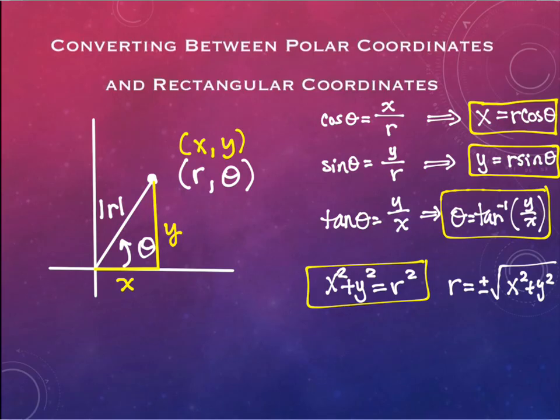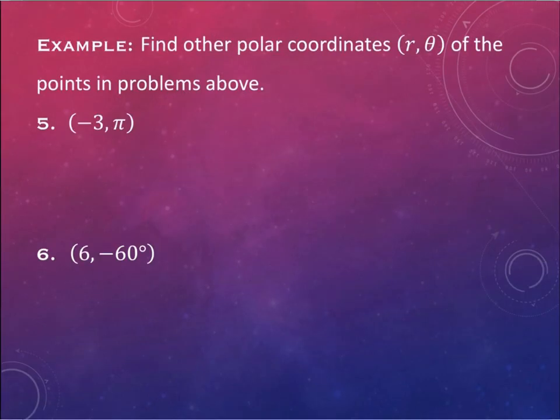And it seems unnecessary for us to change the ordered pair points that we've been working with, so we're going to keep them. Okay? So we have the same 2 points showing up again: (-3, π) and (6, -60°). We're going to be asked here to find the rectangular coordinates. In other words, what is x and what is y?